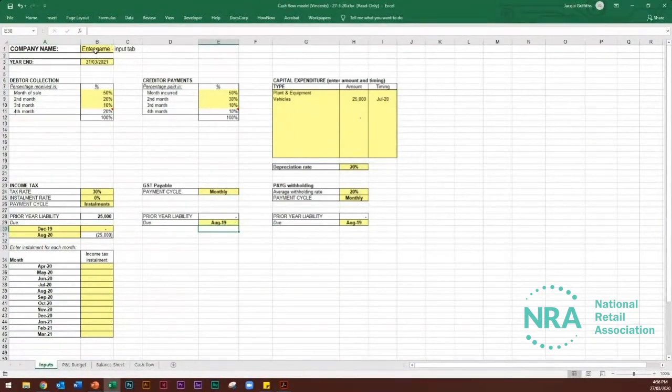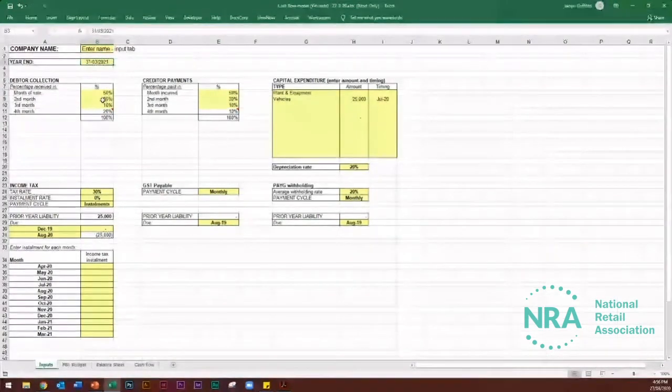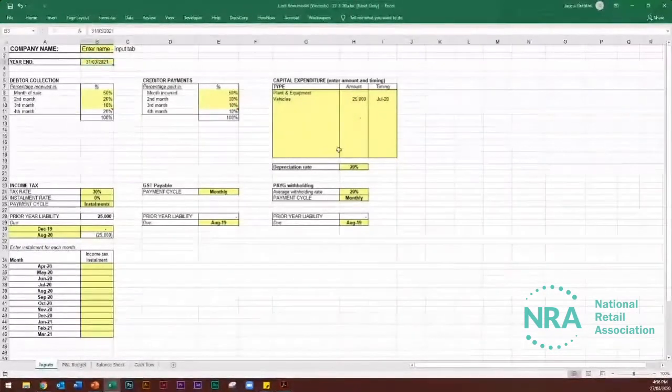I mean, just covering something I didn't put the company name in up here. That's self-explanatory. The year ended is just 12 months from today, really, from when you're starting your cash flow.